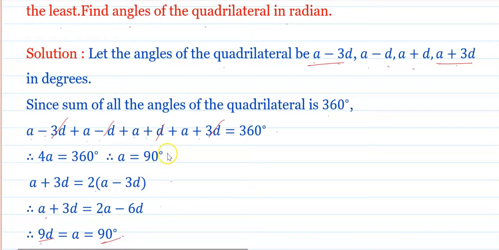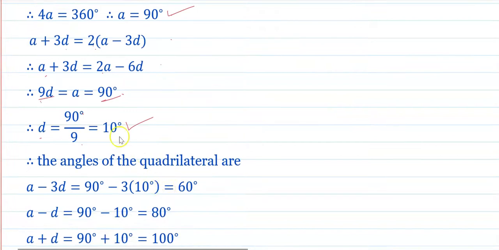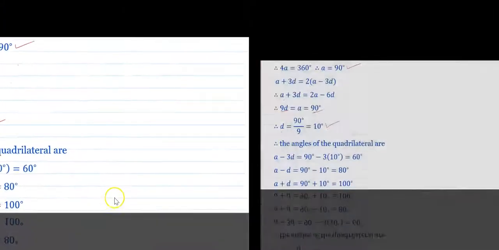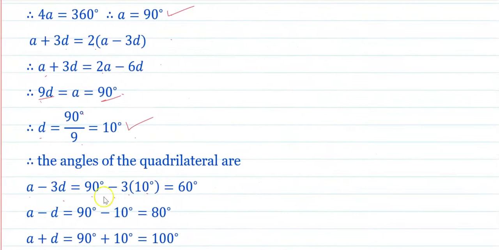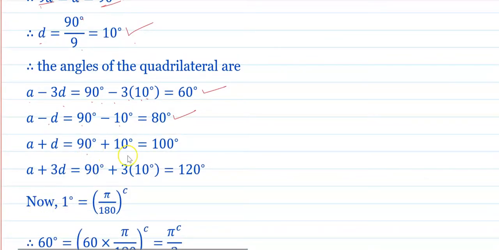Now we know the value of A. The value of A is 90, and the value of D is 10. Therefore the angles of the quadrilateral are A minus 3D, means 90 minus 3 into 10, that is 90 minus 30, you will get 60. A minus D, 90 minus 10, you will get 80. A plus D, 90 plus 10, you will get 100. A plus 3D, 90 plus 3 into 10, you will get 120.